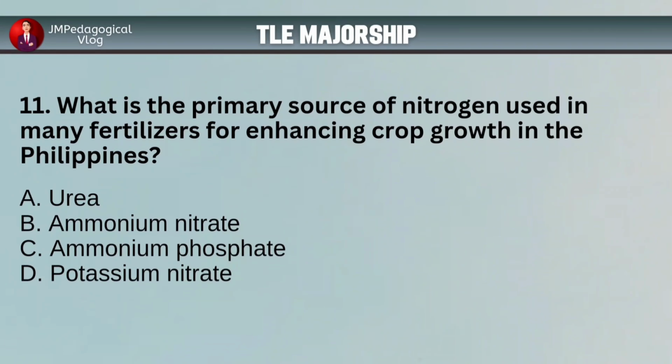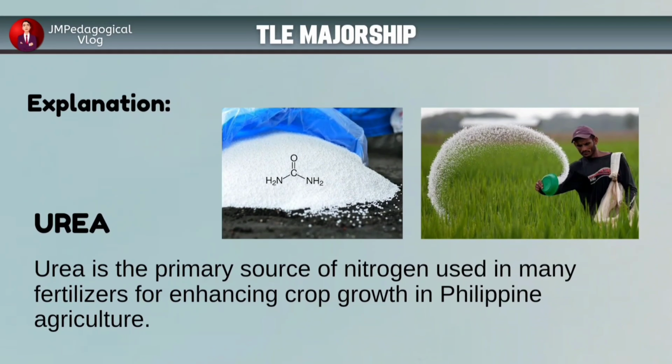11. What is the primary source of nitrogen used in many fertilizers for enhancing crop growth in the Philippines? A. Urea. B. Ammonium nitrate. C. Ammonium phosphate. D. Potassium nitrate. A. Urea. Explanation: Urea is the primary source of nitrogen used in many fertilizers for enhancing crop growth in Philippine agriculture.